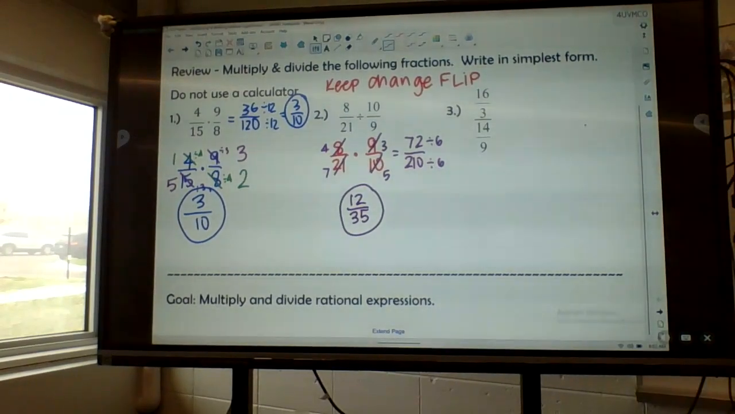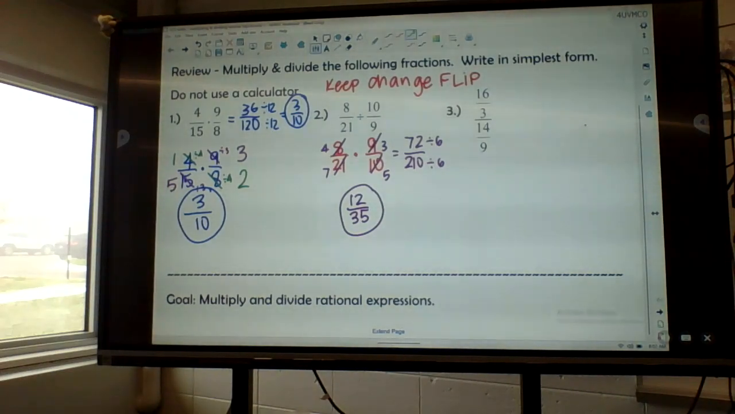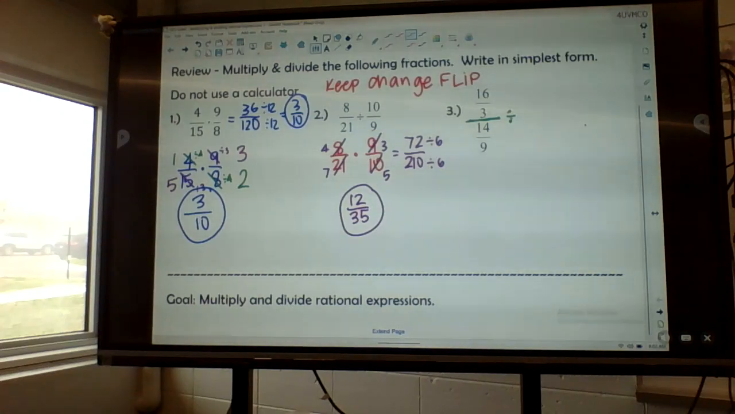So knowing how to do that is super important, because if you're like, oh, I just put that in my calculator and the calculator does its magic and I get 12 over 35 and you have no idea how that happens, we need to make sure we're understanding that we have to flip that second fraction. Now this last one here looks crazy. It's a fraction within a fraction. All this is division. So again, we're going to keep the first fraction, change it to multiplication, and flip the second fraction.